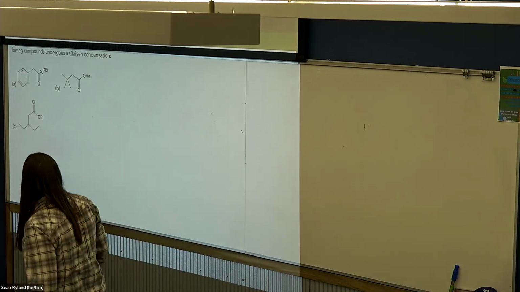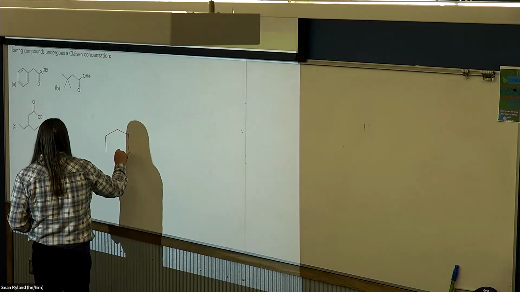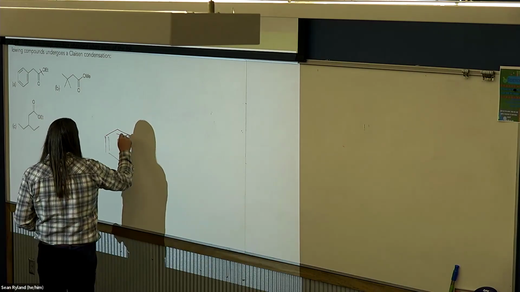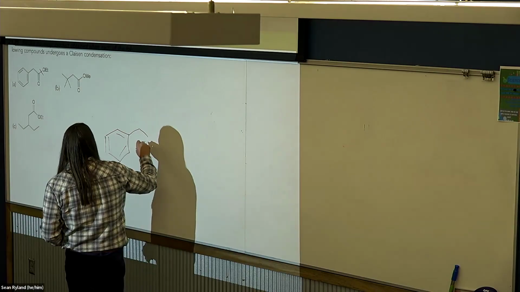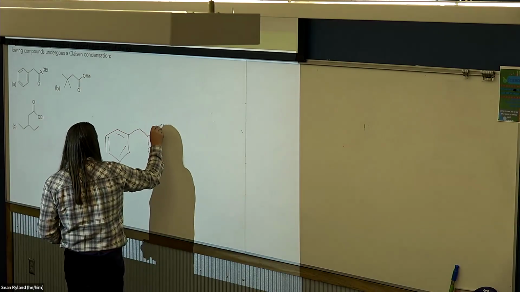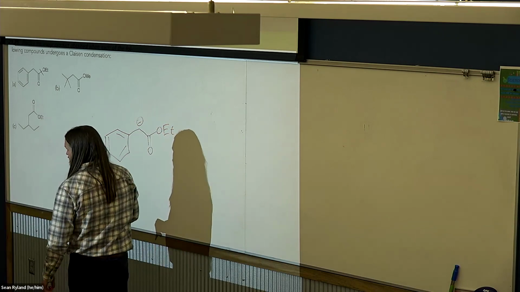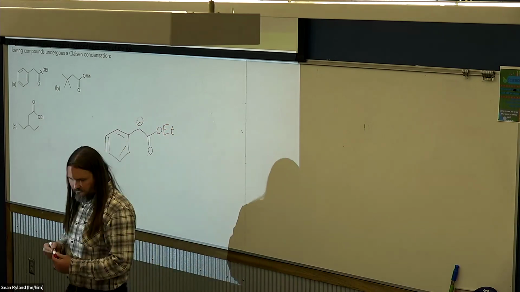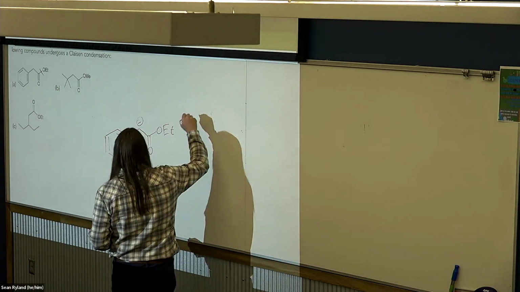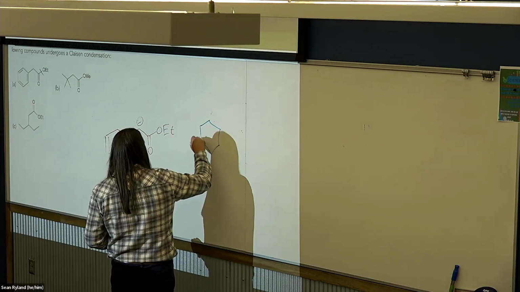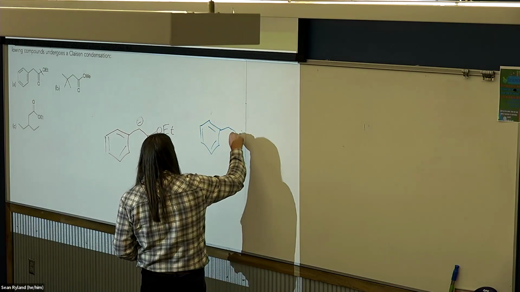I'm gonna reorient it. So yes, we're gonna get the enolates. It's gonna look like that. Then when it reacts with another molecule, it's gonna attack the carbonyl.